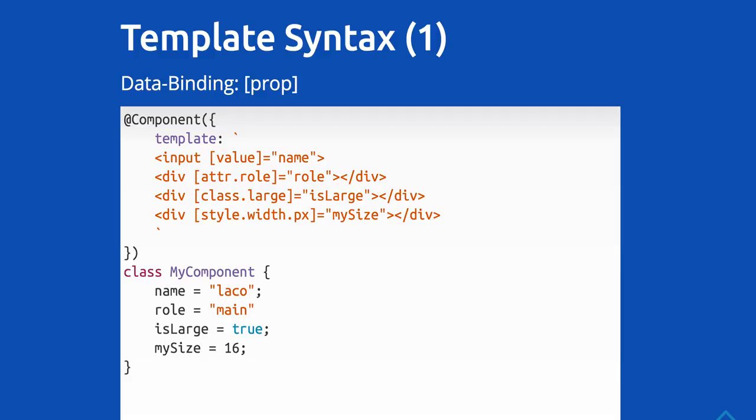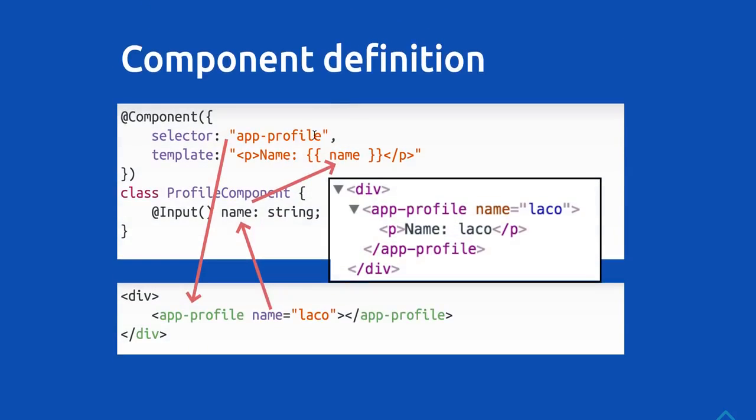Okay. So template syntax: a template is just simple HTML which you can write inside these backtick characters, the complete HTML syntax, whatever you want to do. And here I'm doing property binding. I'm passing these values, name and role. This name I'm passing from here, and the role is main. So this is a simple example of property binding, and the previous example was an example of interpolation. Here I'm interpolating the value of name.